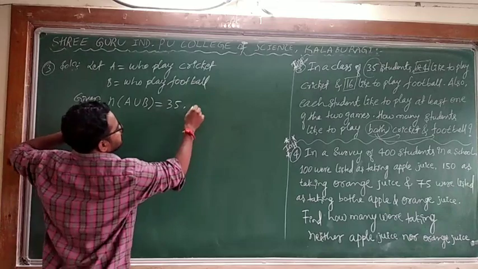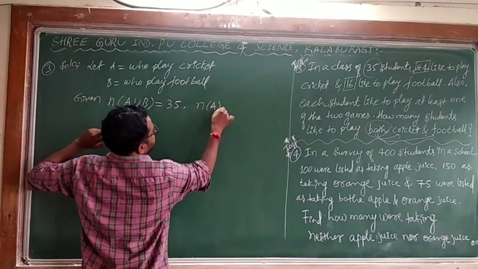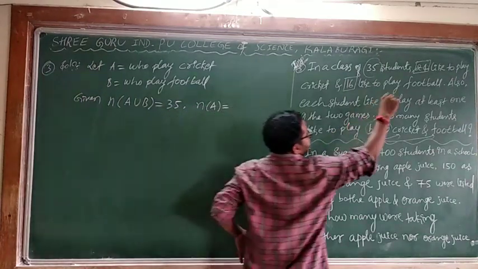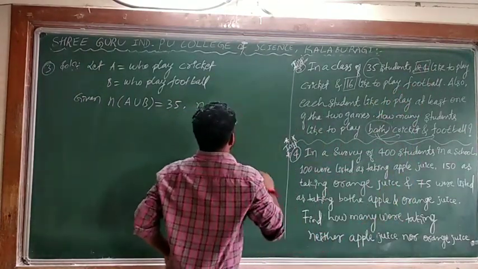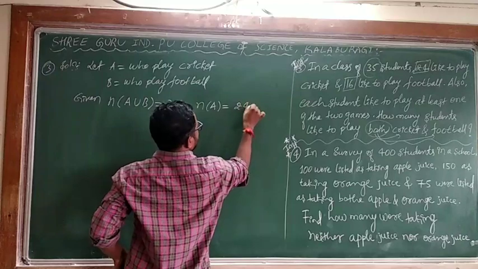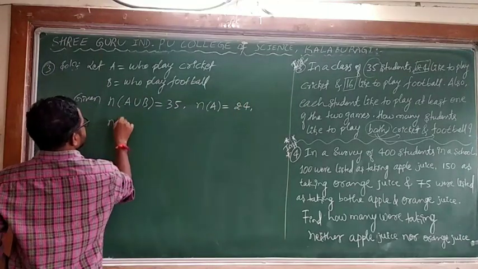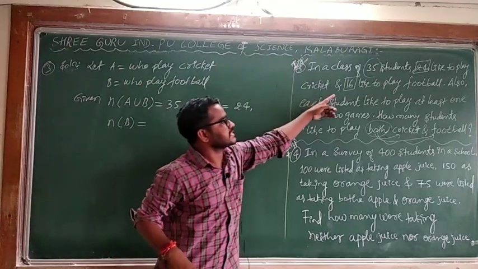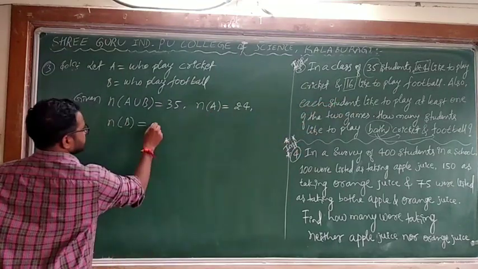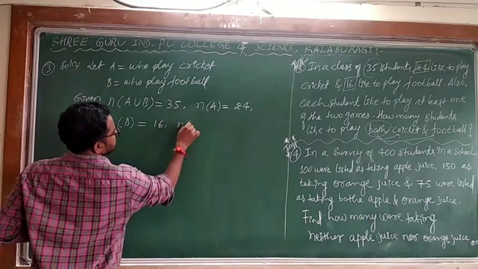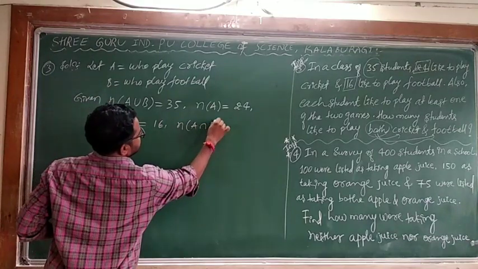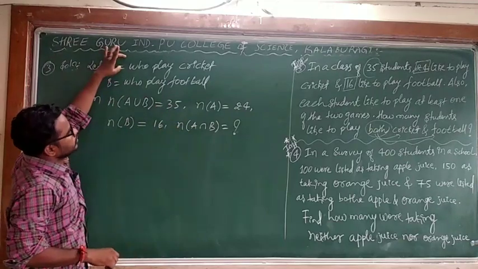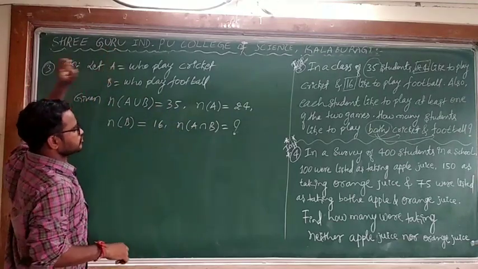And also given N of A. How many are playing cricket? Is it 24? Yes. And also N of B, who play football? How many? 16 like to play football, so I can write 16. Then he is asking N of A intersection B is equal to what? N of A intersection B means those who play both cricket as well as football.